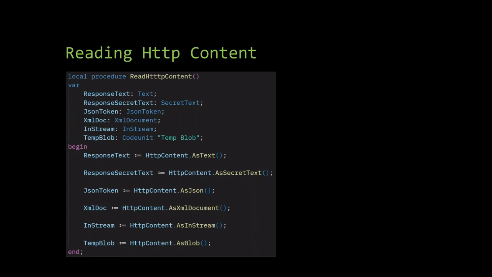XML document can be read automatically. You can get an in-stream. You can even get the full blob in a temp blob. So all of these functions are available out of the box, making it extremely easy to read the content from an HTTP content codeunit.